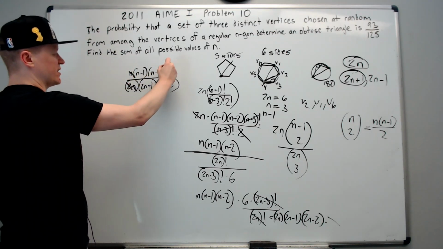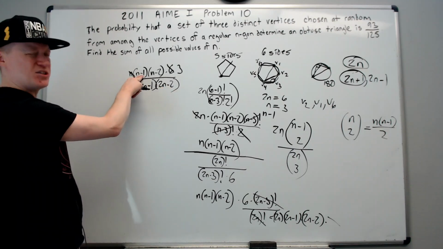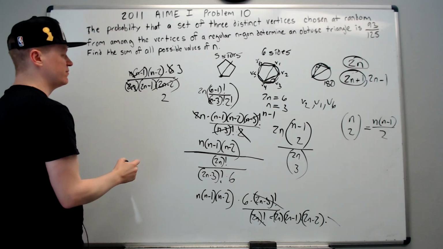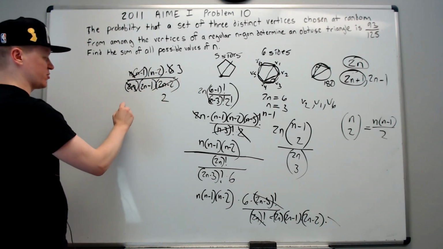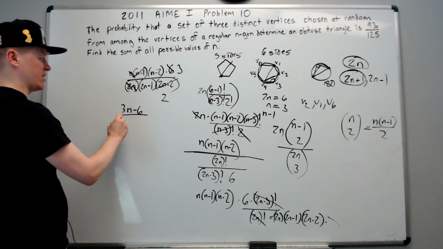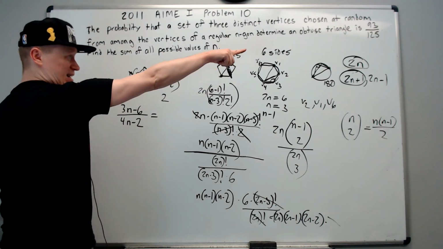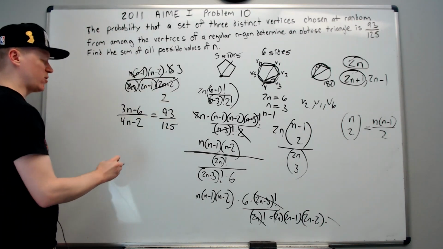The 2 goes into the 6 3 times. And 2n minus 2 is really 2 times (n minus 1). So this will cancel here to give another 2. And I will have 3 times (n minus 2), which is 3n minus 6, over 2 times (2n minus 1), which is 4n minus 2. This needs to equal 93 over 125. We cross multiply.